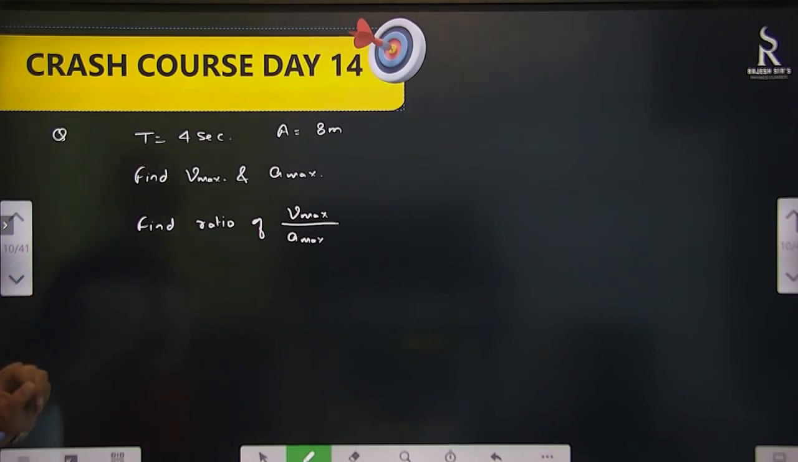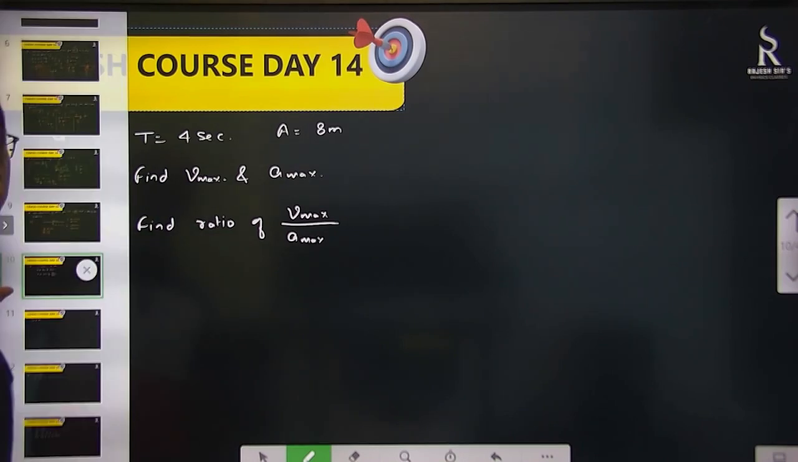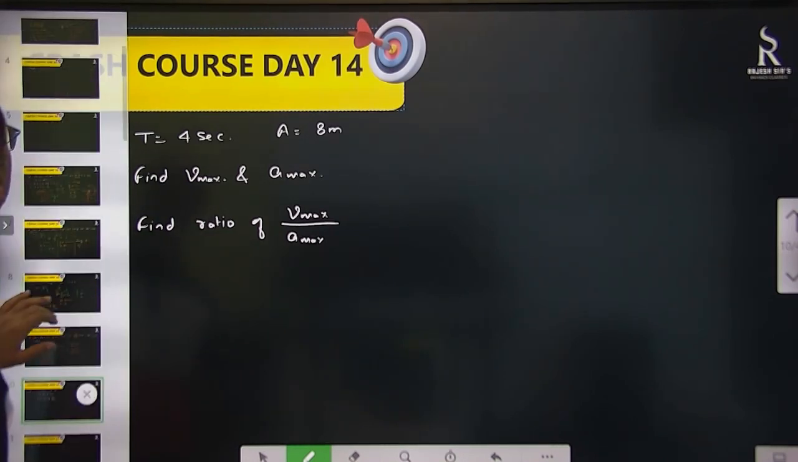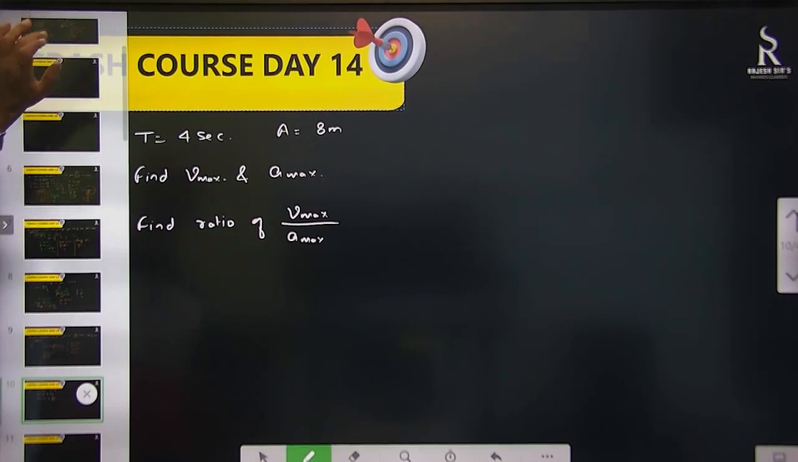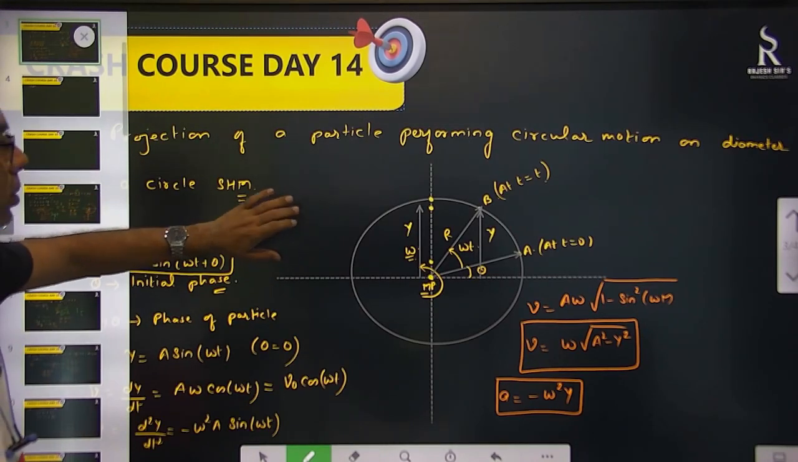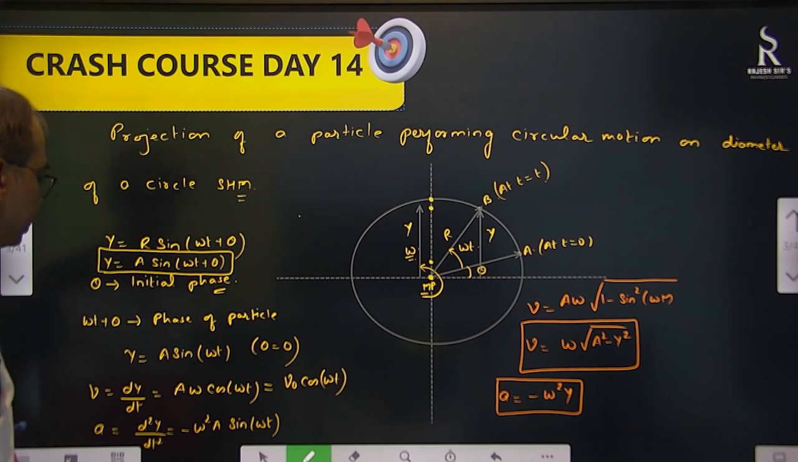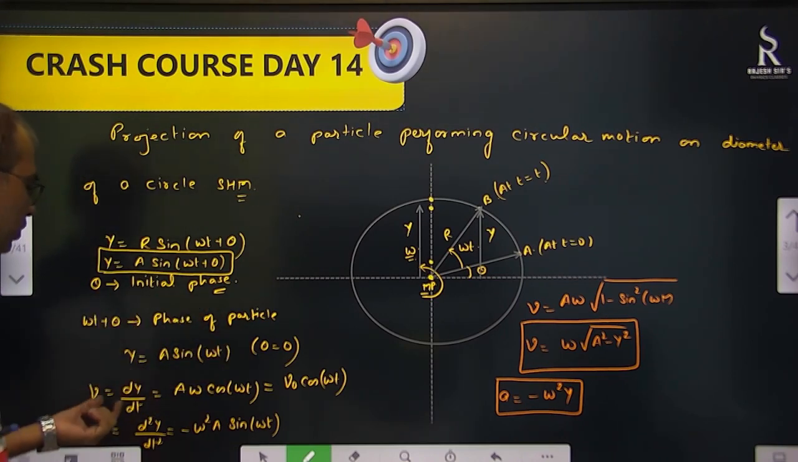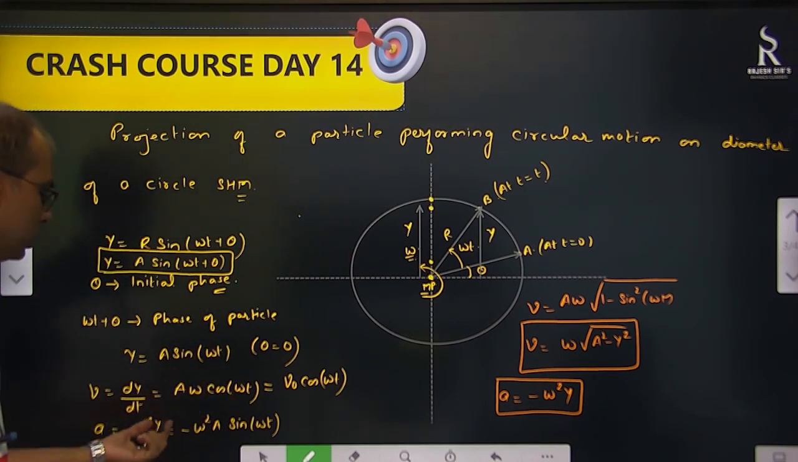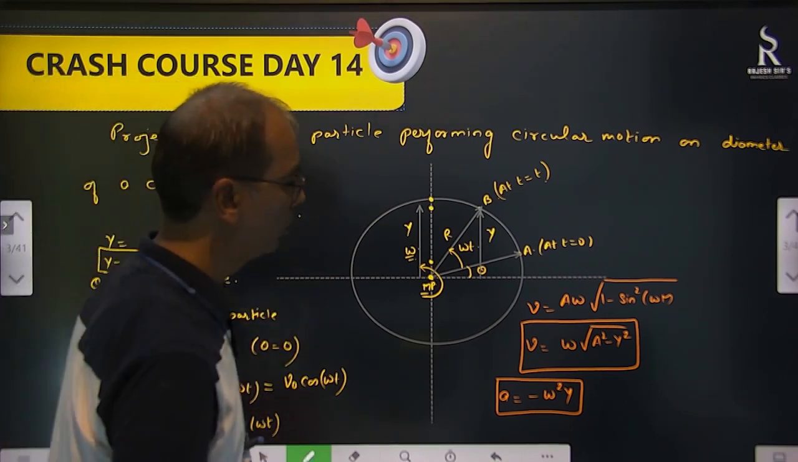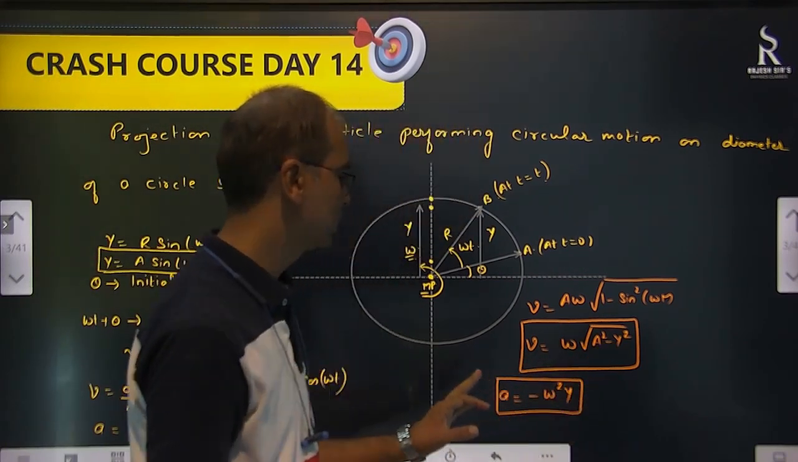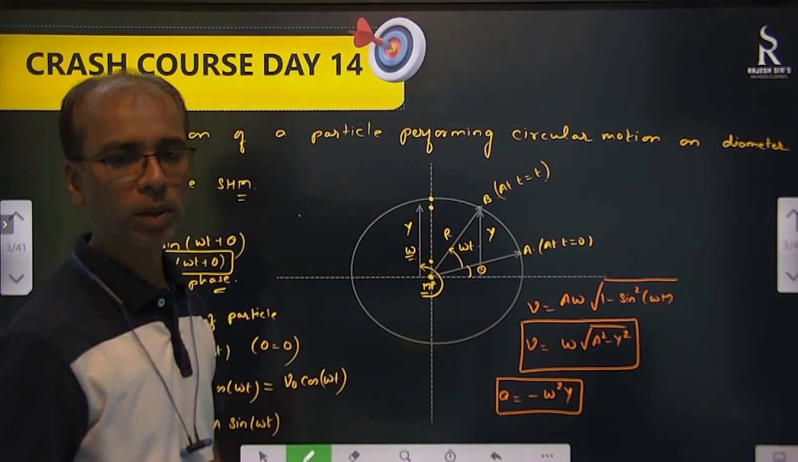V max and A max, that also we can find, but let's first discuss what V max and A max are. So we are going back. We are here. y equal to a sin omega t, v equal to a omega cos omega t, acceleration is minus omega square a sin omega t. Velocity has one more formula, omega root over a square minus y square, and acceleration is minus omega square y.